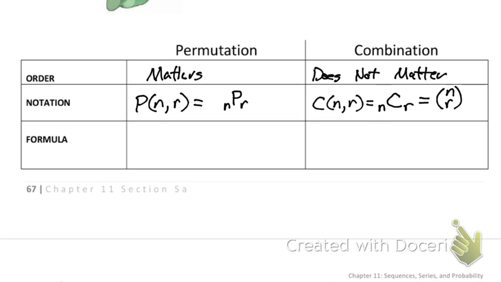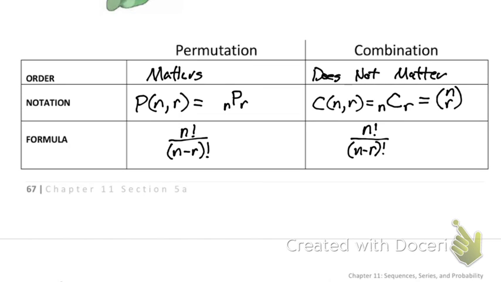First of all, our permutation one was N factorial over N minus R factorial. Combination is going to look identical minus one little addition, and that is N factorial over N minus R factorial. So it looks exactly the same right now, but we're going to add something onto it. And I'll talk about why you're going to add something onto it.